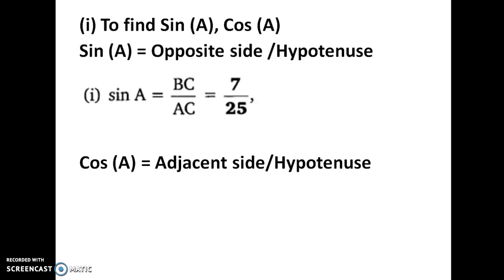Then cos A. What is the cos formula? It is adjacent by hypotenuse. Adjacent is 24 centimeter and hypotenuse is 25 centimeter. So 24 by 25 is the cos A value.